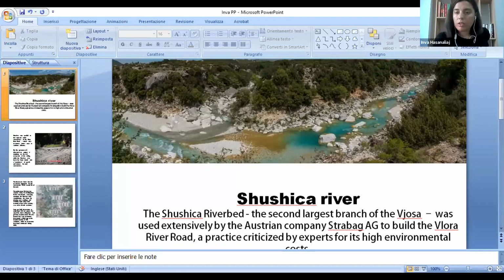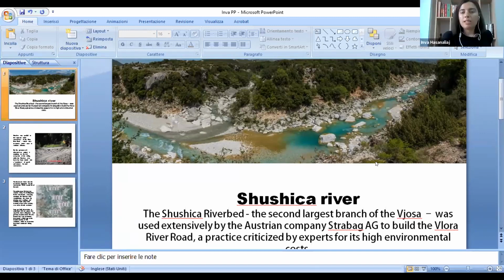Shushita River was one of my articles that, basically half of the work, was based on requests for information. And I have a small presentation, it's like 3 slides, just to show you. Okay, I don't know if it's being shared. Yeah, we can see it, yes.